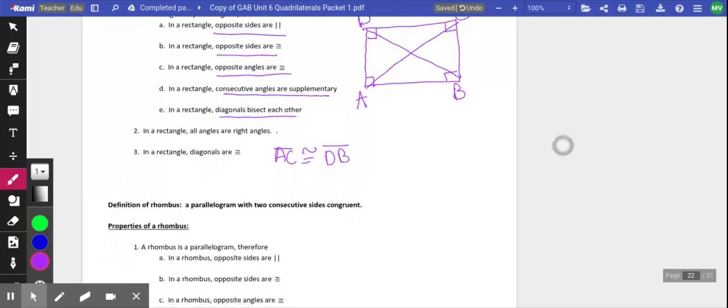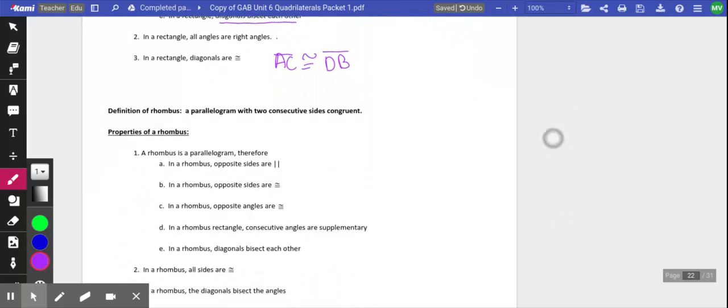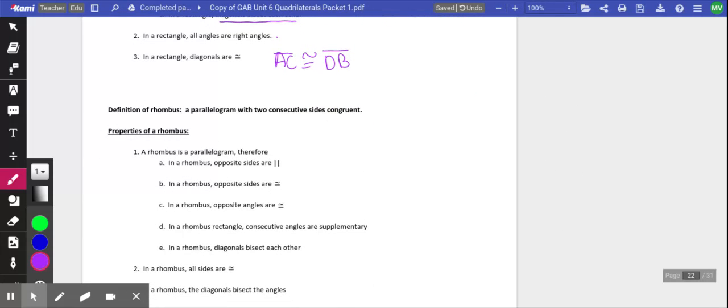Next, we're going to talk about a rhombus. So a rhombus is a parallelogram with two consecutive sides congruent. So that means I have a parallelogram, but these two sides are congruent. And in fact, in a rhombus, all four sides are congruent.